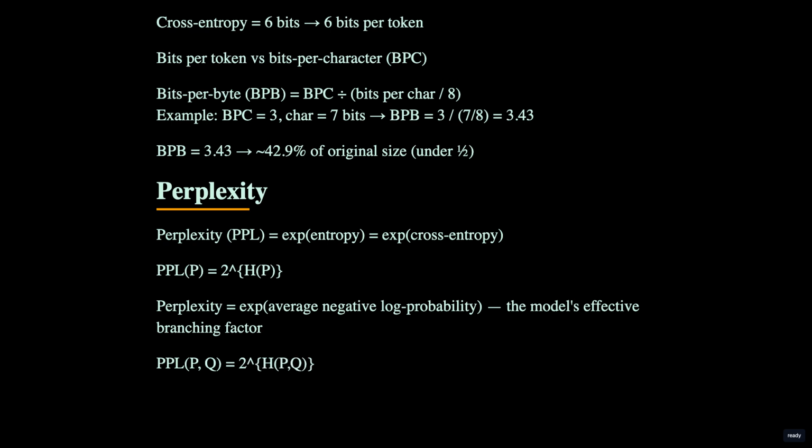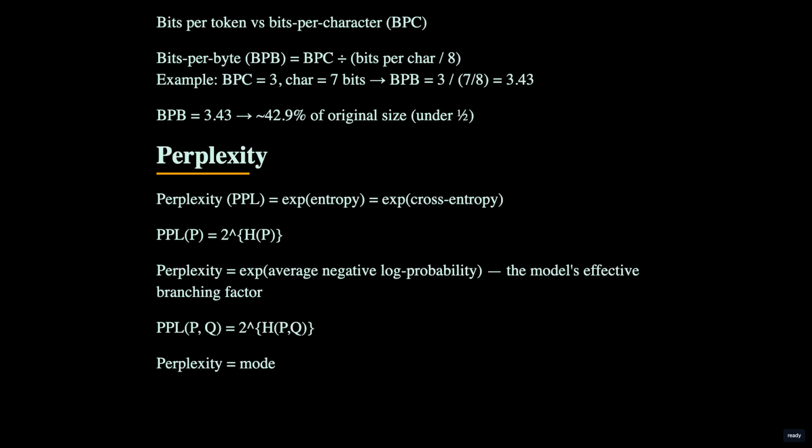This defines perplexity, PPL, from cross-entropy. PPL equals 2 raised to the cross-entropy H(P,Q). Because H(P,Q) is measured in bits per token, 2^H(P,Q) gives the effective average branching factor, the number of equally likely choices the model behaves as if it had. Perplexity measures how uncertain a model is when predicting the next token. A higher perplexity means the model treats more tokens as plausible options, so prediction is harder and less confident.